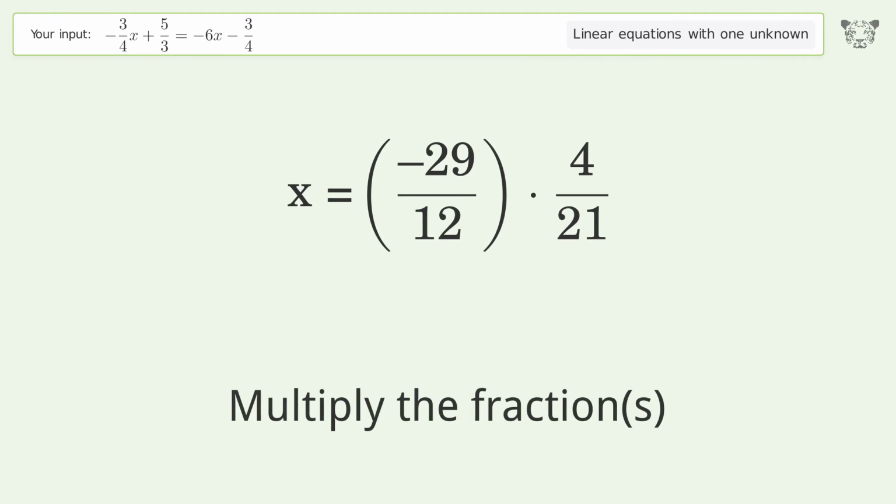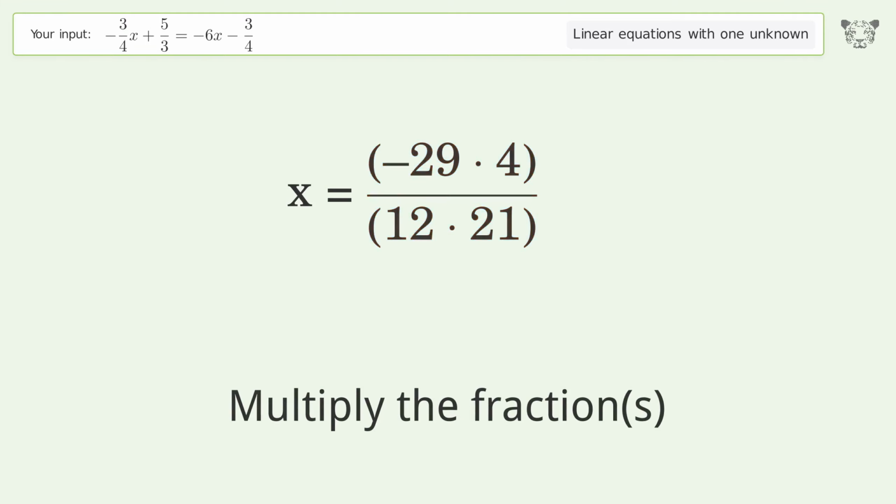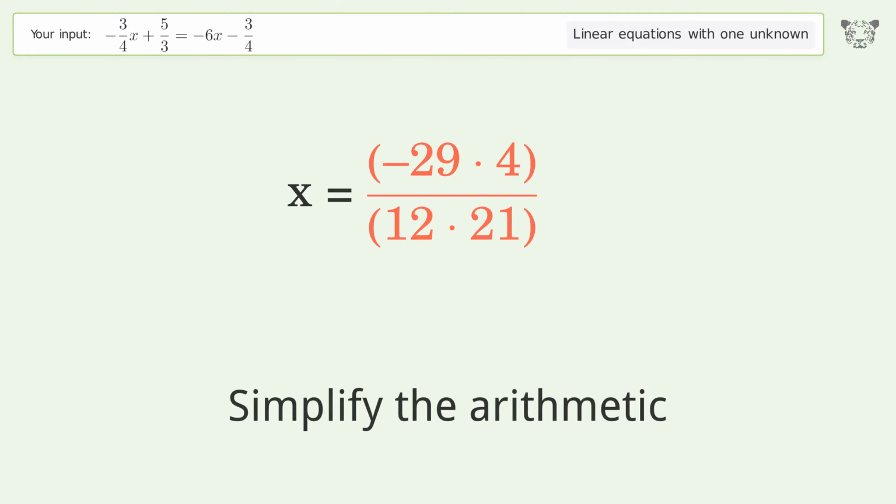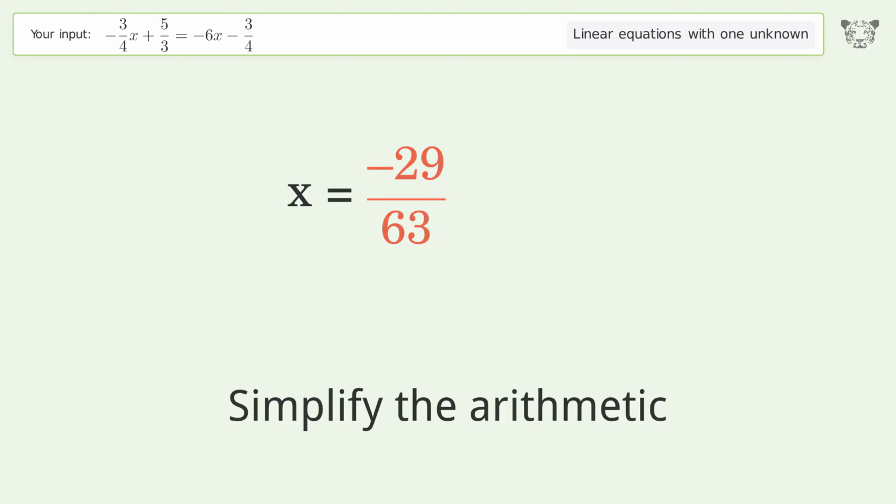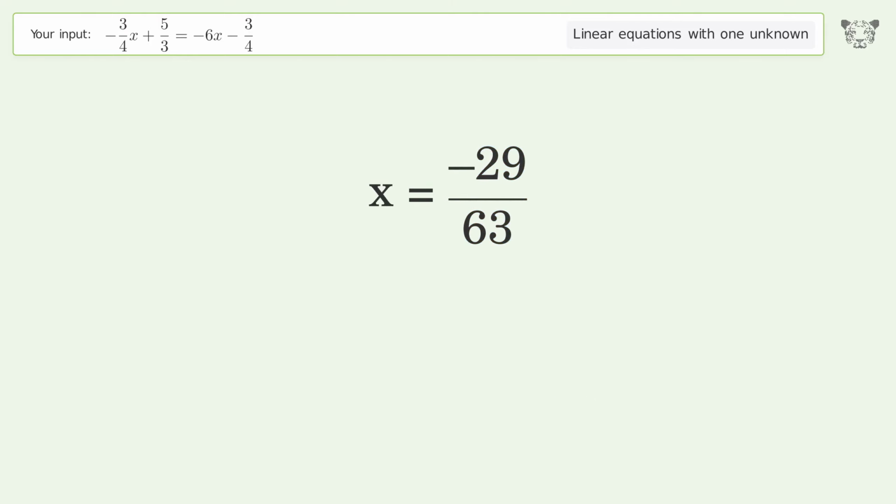Multiply the fractions. Simplify the arithmetic. And so the final result is x equals negative 29/63.